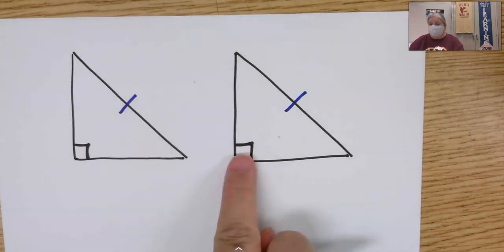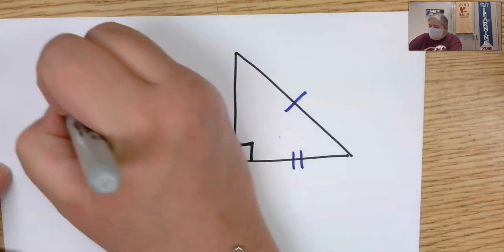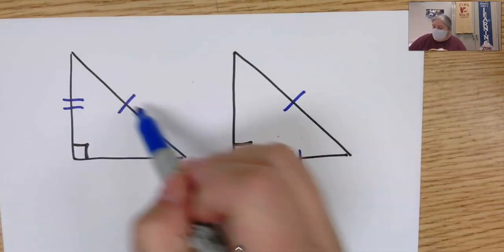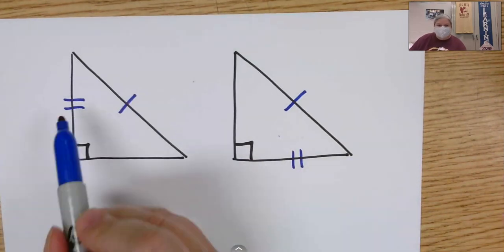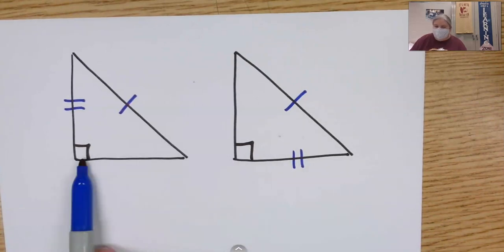I also have right angles, also part of hypotenuse leg. So now I've got to pick a pair of legs. How about this leg is congruent to this leg? That works. I have a pair of hypotenuses, a pair of legs. It doesn't matter if it doesn't look like it's in the same position. They can be turned around. And I have right angles.